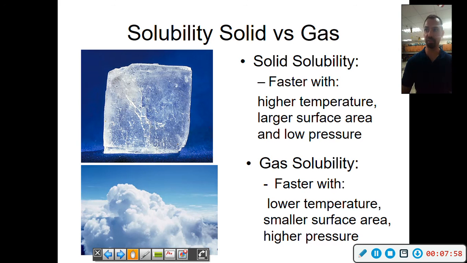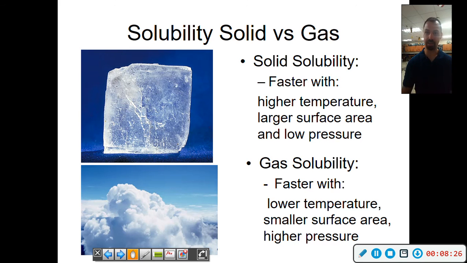All right, so one last thing, solubility with solids and gases are a little different. So solids obviously is what I talked about earlier. So faster with higher temperature. So in case of the tea, I told you warmer water will actually break it down quicker. A larger surface area is good. You want to spread out the particles, and a lower pressure. All right, you don't want to force the particles closer together when you're dissolving a solid.